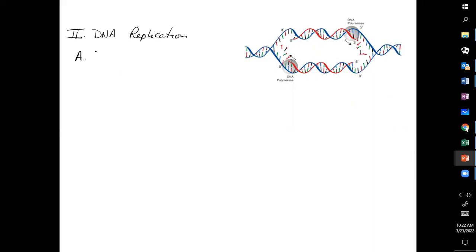Let's just take an overview first of the process. Think about when this would occur. When do we synthesize DNA? So it occurs during the S phase, right? The S phase of interphase in either mitosis or meiosis. So it's when a cell, so before a cell divides. So before a cell can divide, it's got to make new copies of the DNA.